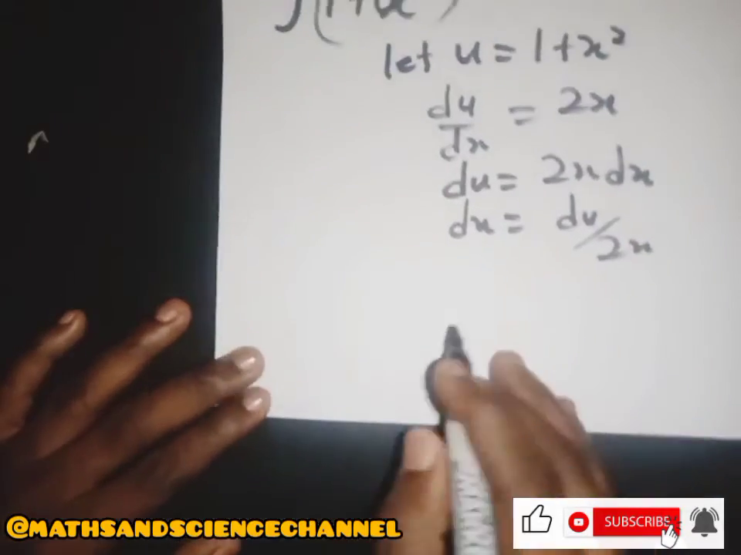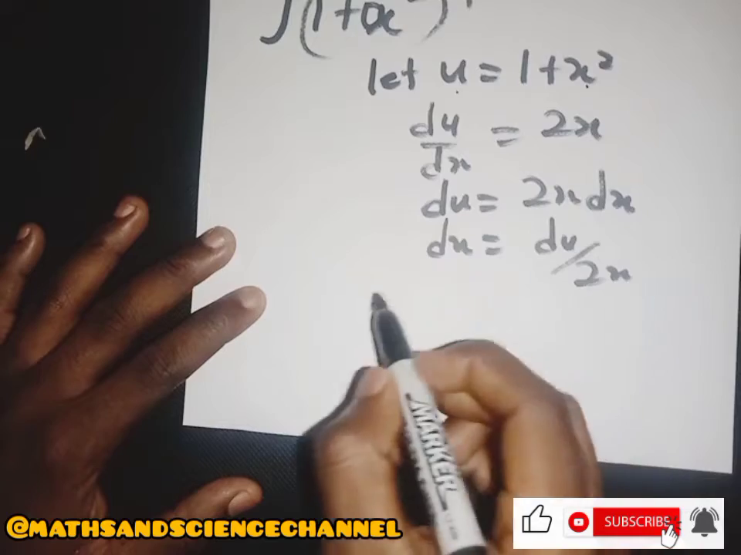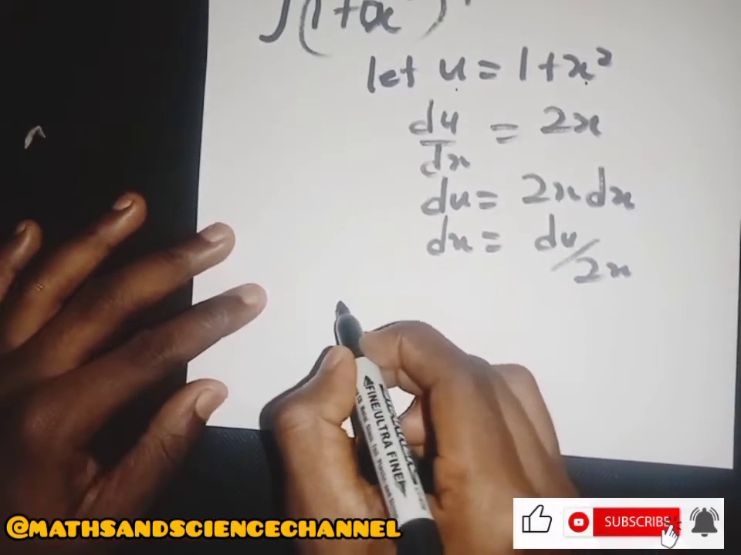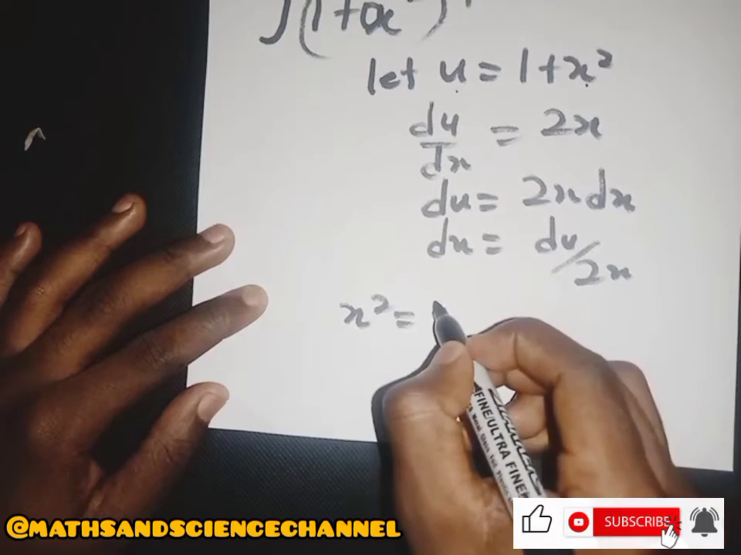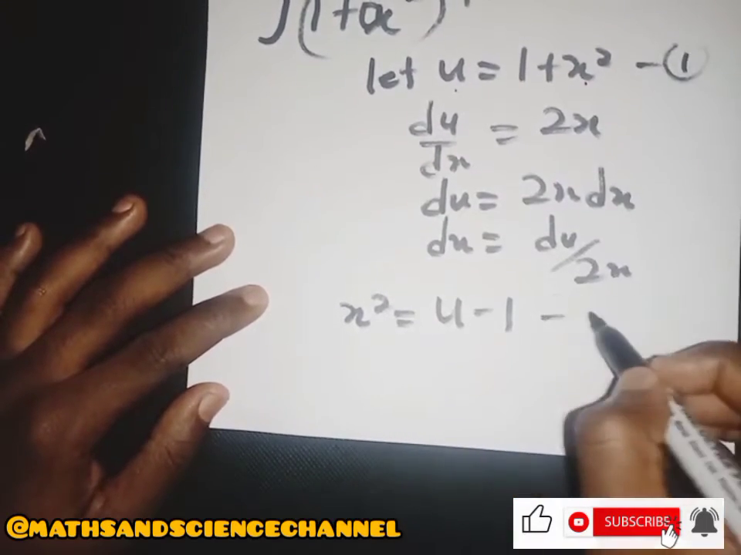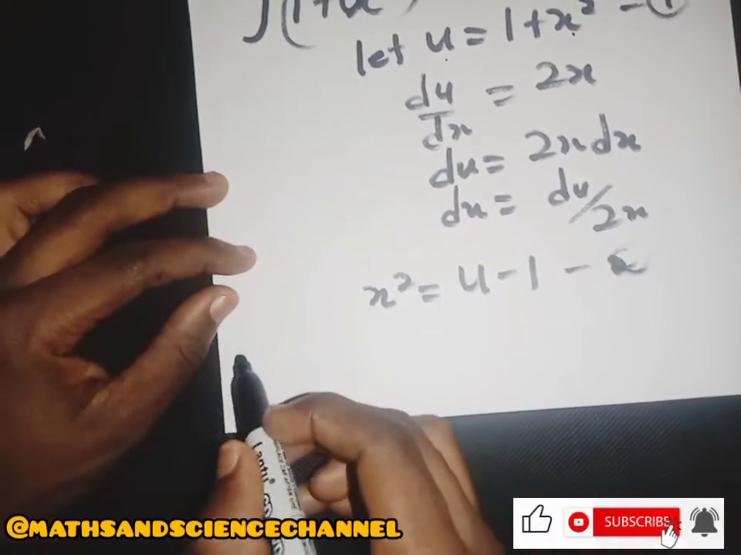So with that, since u is equal to that, we can also make s squared the subject here. So s squared will just be equal to u minus 1. So we can have this, and then we can have that also. So let's substitute the whole thing into it.